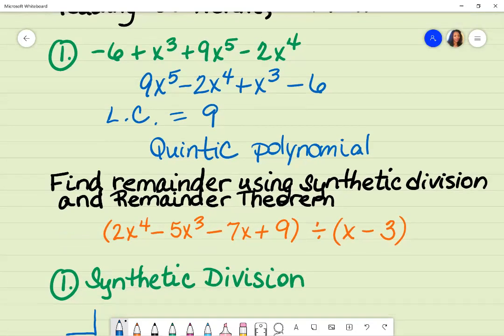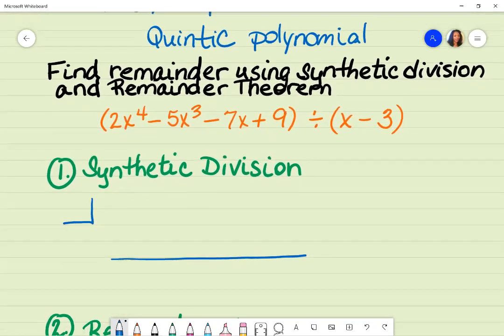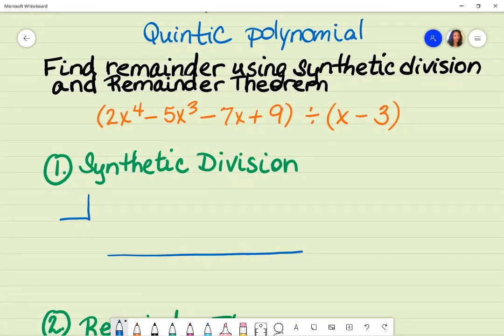Okay. The next example is asking to find the remainder using synthetic division and the remainder theorem. So as I taught you in class, if you can set the divisor equal to 0, that will tell you what your x value is. It's always the opposite sign. So here, x is going to equal 3.